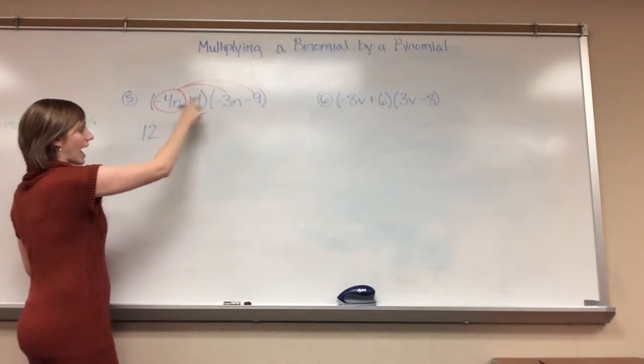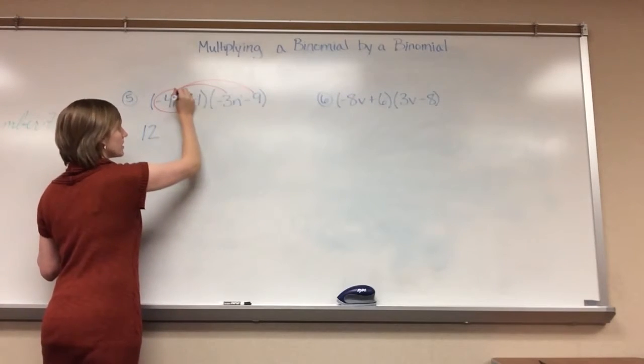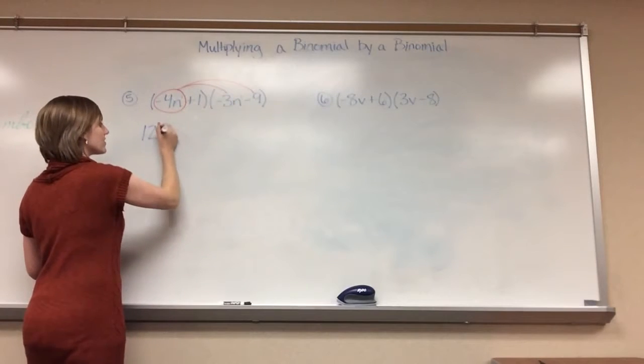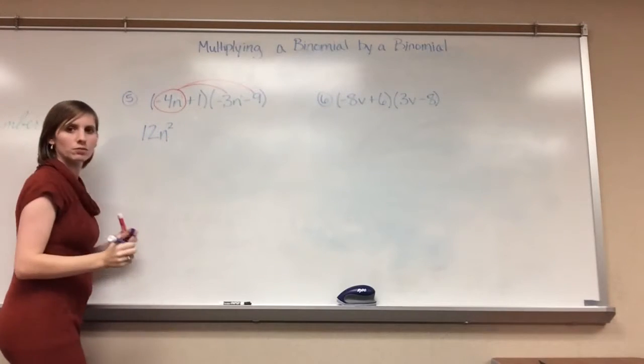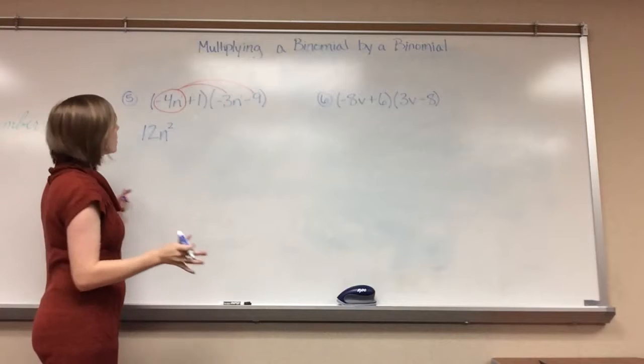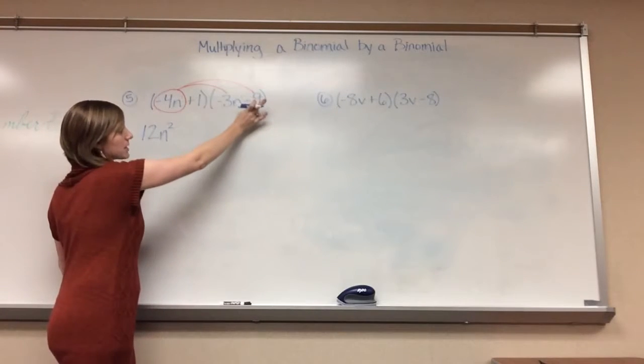From there, we add the exponents. Remember, this is a 1, this is a 1. 1 plus 1 gives me n squared. All right, after that, we need to multiply negative 4n times the negative 9.